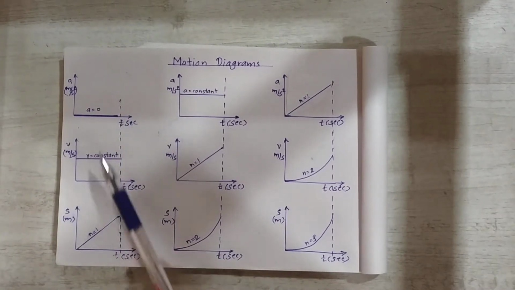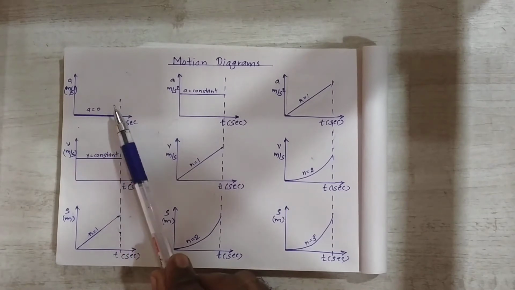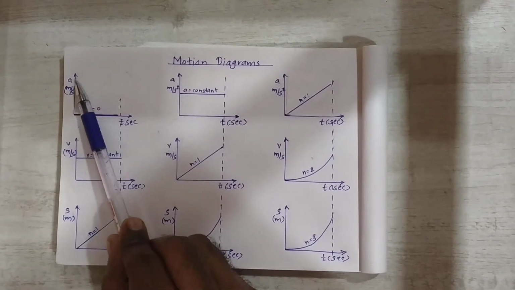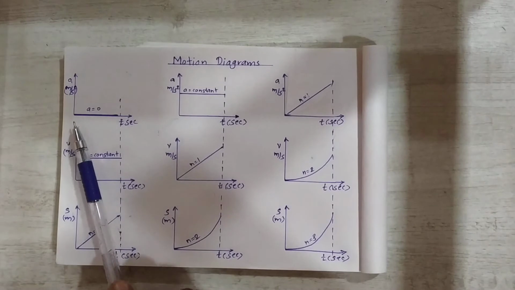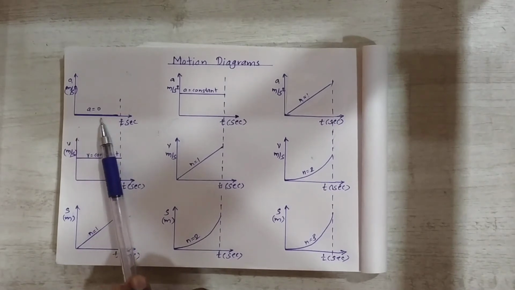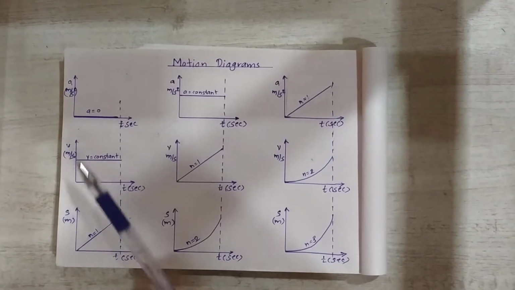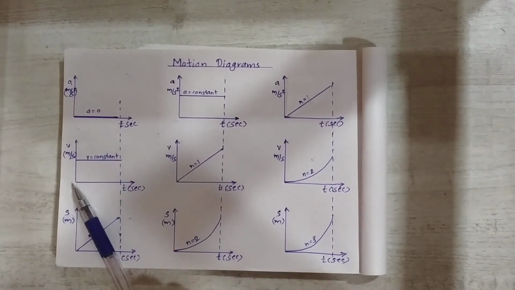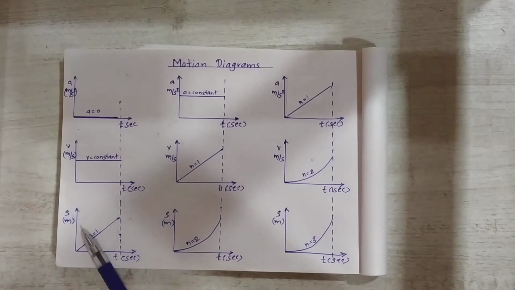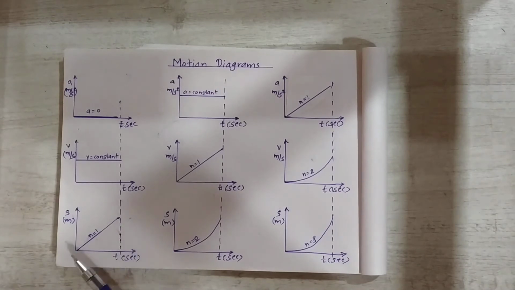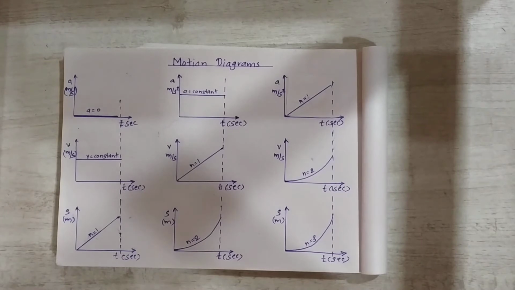In these first three diagrams, the first diagram has acceleration plotted on the y-axis and time plotted on the x-axis. Here velocity is on the y-axis and time is on the x-axis. Again here, displacement is on the y-axis and time on the x-axis. So these three terms are related to each other: acceleration, velocity and displacement.